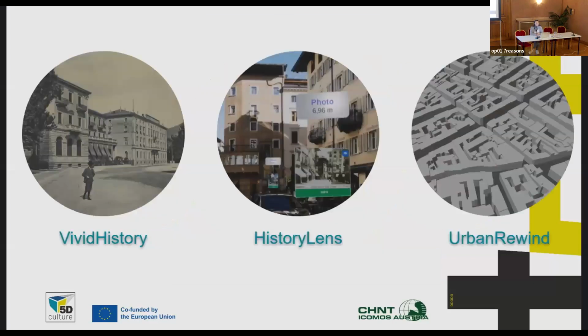So these are these three tools. The first two, Vivid History and History Lens, are based on the empowerment of historical photos, and the last one, Urban Rewind, is dedicated to historical maps.